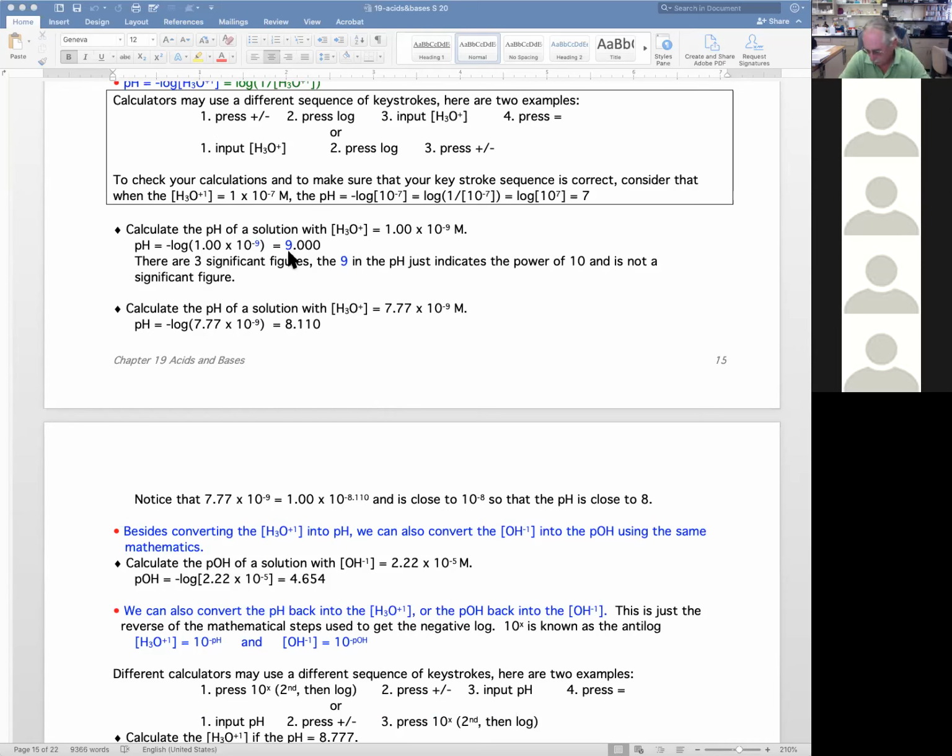And notice about significant figures. This number right here has 3 significant figures. This number right here in terms of pH has 3 significant figures. These are where the significant figures come from. That 10 to the minus 9 is that 9 right there. So this simply refers to the closest power of 10. And this gives you the number of significant figures right here.